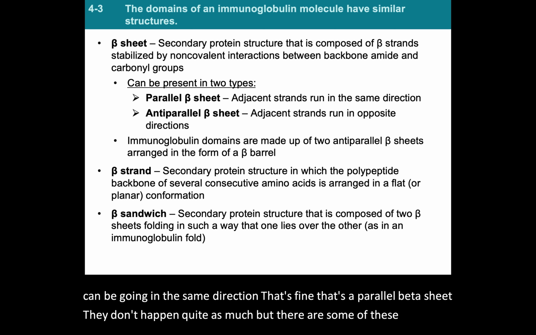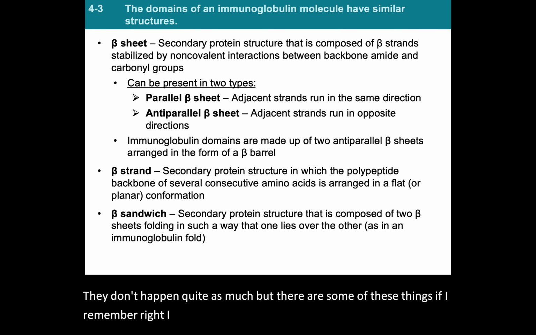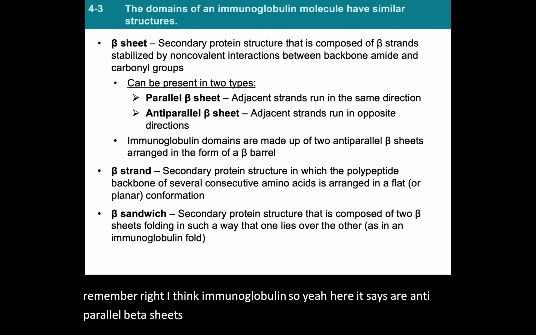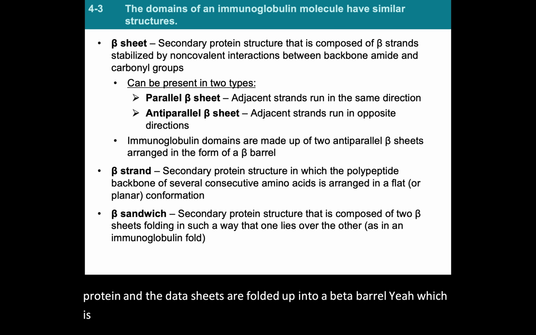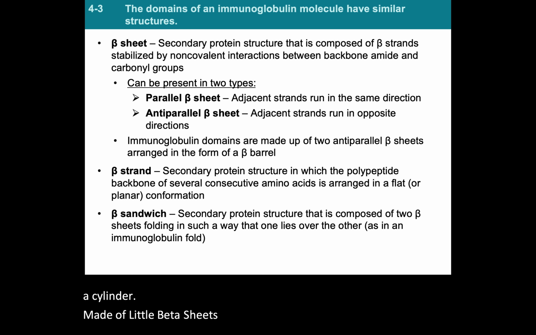If I remember right, I think immunoglobulins, oh yeah, here it says, are anti-parallel beta sheets. And those are the more common in all forms of protein. And the beta sheets are folded up into a beta barrel, which is a barrel shape, or the side of a barrel, if you like, the side of a cylinder, made of little beta sheets. So yeah, that's what an immunoglobulin-like fold is.